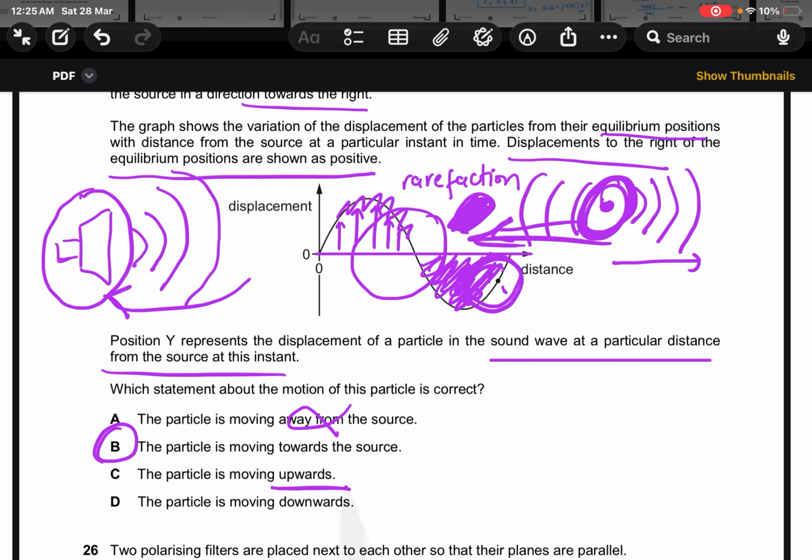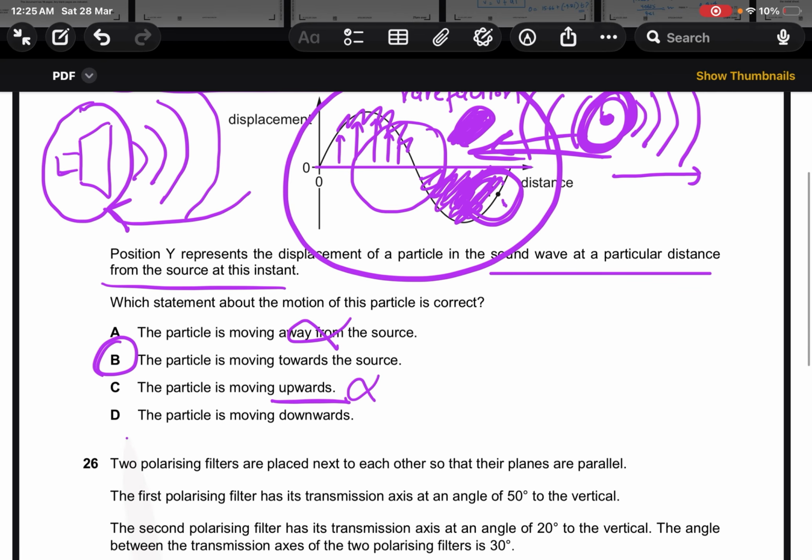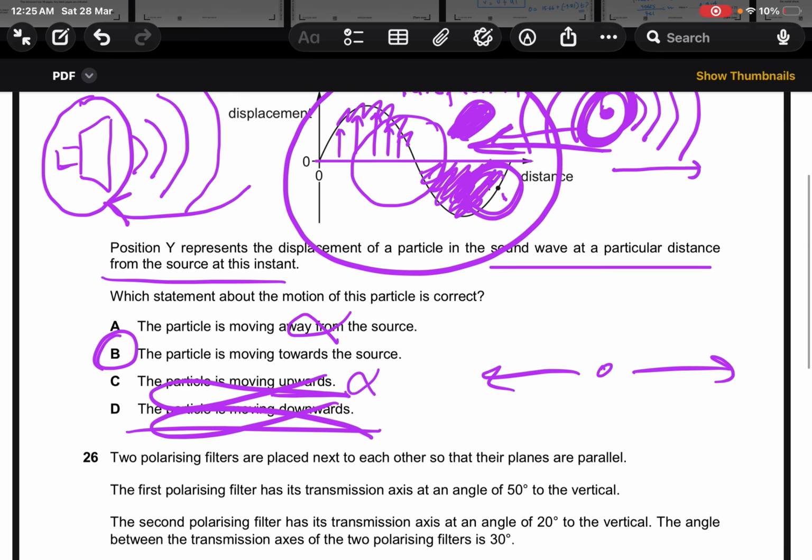The particle is moving upwards? No, this is your sound wave. It has rarefactions and compressions. The particles are moving parallel to the propagation of the wave. They're not moving upwards and downwards. This is drawn up and down only to show you left and right. It just looks like a transverse wave, but in reality it's a longitudinal wave. The particle is moving downwards? Particles are not moving upwards or downwards. They're moving left and right.